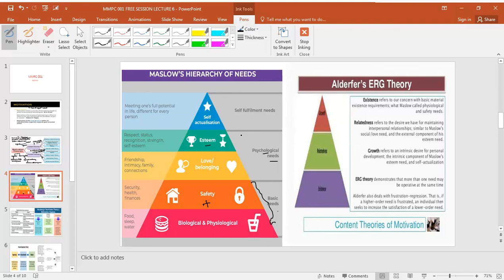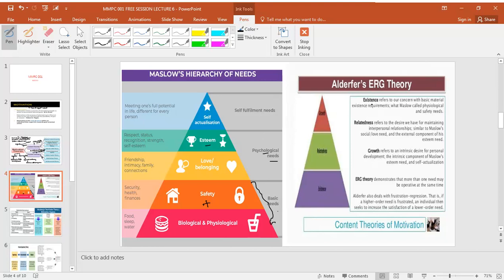So Maslow is considering these different types of needs an individual wants to satisfy when he is climbing from the bottom to the top, right? So that is coming under Maslow. Let's move to Alderfer's ERG theory.